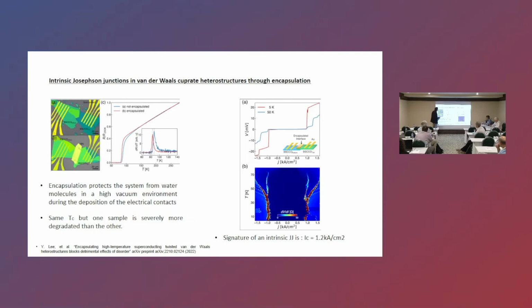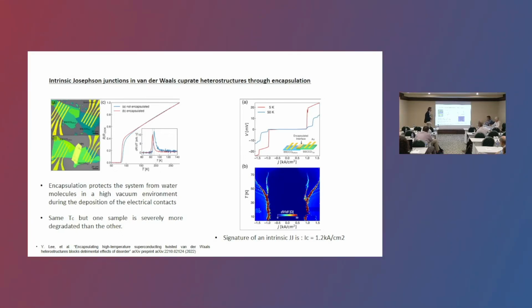But the point is that this system, which is not encapsulated, is very different from this system in terms of Josephson characteristics. You will see the Josephson junction in both systems, but the Josephson characteristic here is 1.2 kiloamperes per centimeter squared in the intrinsic bulk junction. But if you use the other sample with no encapsulation, because you didn't have an ultra-high vacuum system, then the water molecules will degrade your system, and you will have a much decreased critical current density.